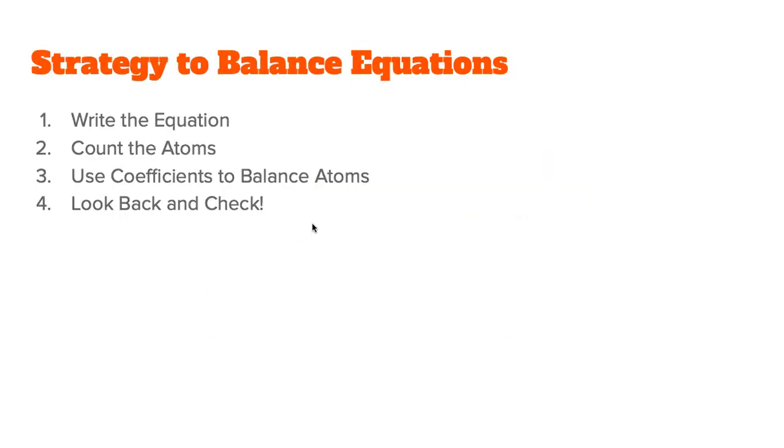All right. So here's the strategy to balance these equations. First, we write the equation, then count the atoms of each element on both sides. Third, we use coefficients to balance the atoms. And finally, we look back and check our work. If we count the atoms for the reactants and the products and the equation is balanced, we are following the conservation of mass.